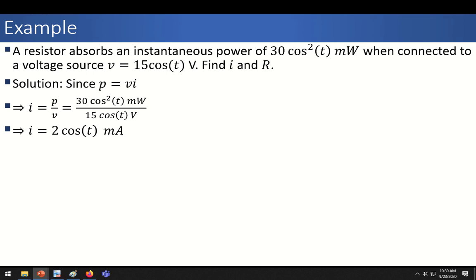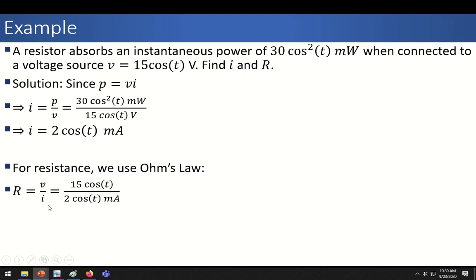For the second part, that is resistance, we can use Ohm's law. Remember the original equation is V is equal to IR, so R will be equal to V upon I, so V is equal to 15 cos t divided by current. Already we have found that current is 2 cos t milliampere, so in this case resistance will be 15 divided by 2, 7.5. Cos t can be cancelled, and since in the denominator we have milli, it means that resistance will be in kilos. So R will be equal to 7.5 kilo ohm.